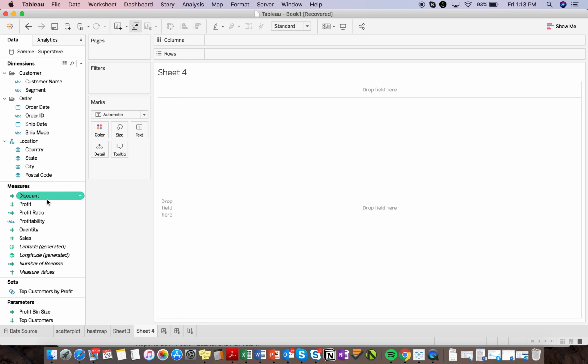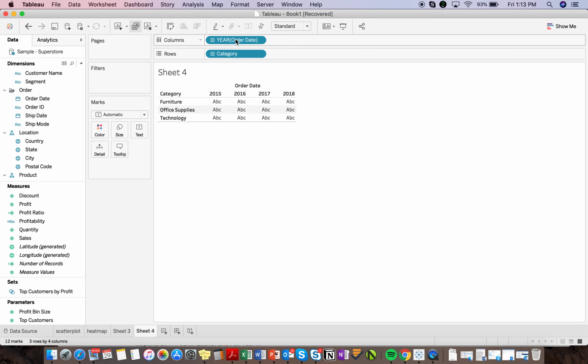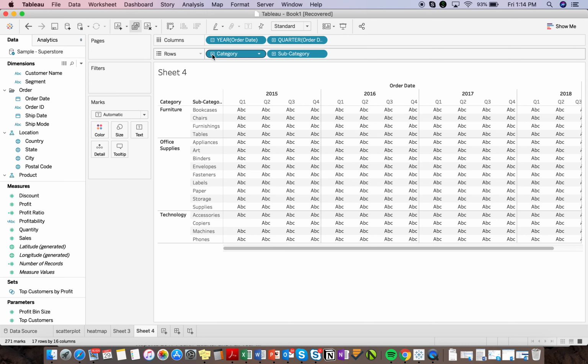So firstly, we would like to look at, for example, categories. So we drag this category to rows. Then we would like to look at years, where we order date over time. Then, remember the drill down function we did during our last tutorial? We can press the addition button to drag it into quarter, as well as category. We can also expand it to subcategories.